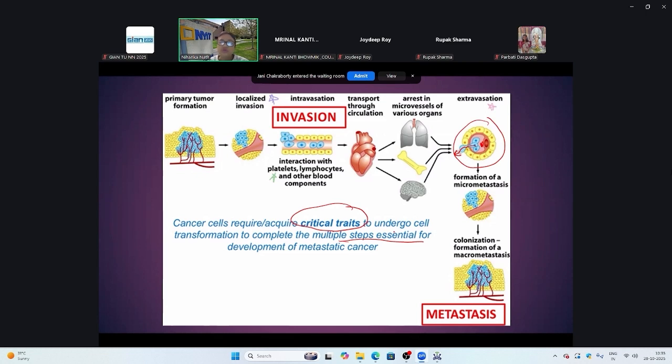And so those are all traits. It is to inhibit self-death, it is to support more proliferation, it is to speak with the neighboring cells, to talk to the neighboring cells, and to get them to support growth. So all those critical traits have to be acquired for this whole process. So we will not do any more invasion and metastasis today.